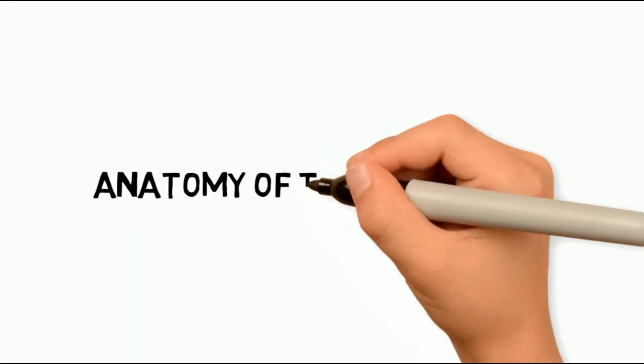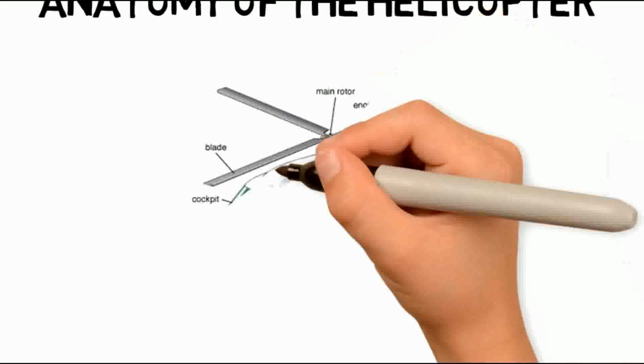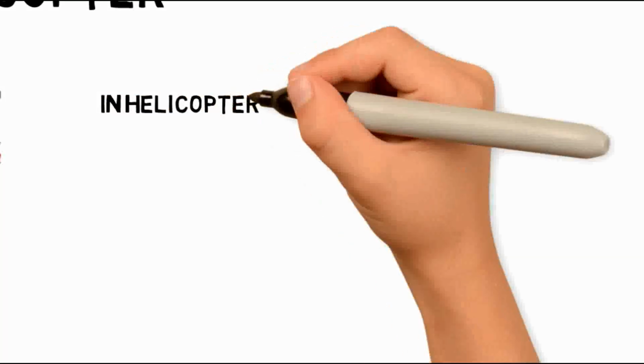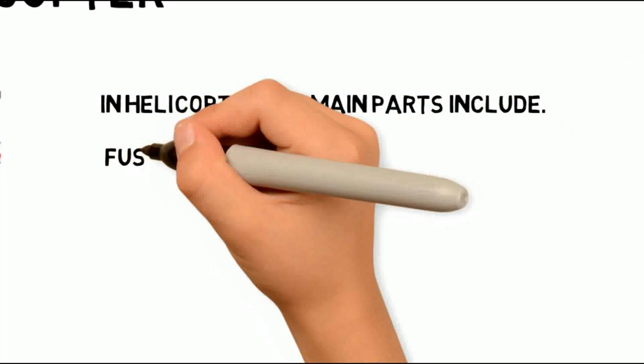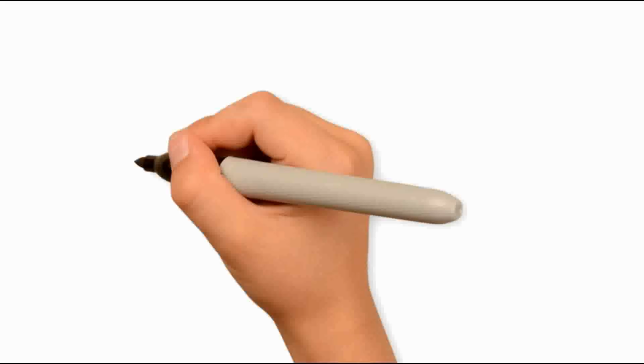Guys, today we're going to discuss the anatomy of the helicopter. Here in this image you can see so many parts of the helicopter. Don't be afraid, we will learn in a simple way. Let us learn them one by one. In a helicopter, the main parts include the fuselage, tail rotor, rotor blades, etc. Now we will dive into each part of the helicopter.